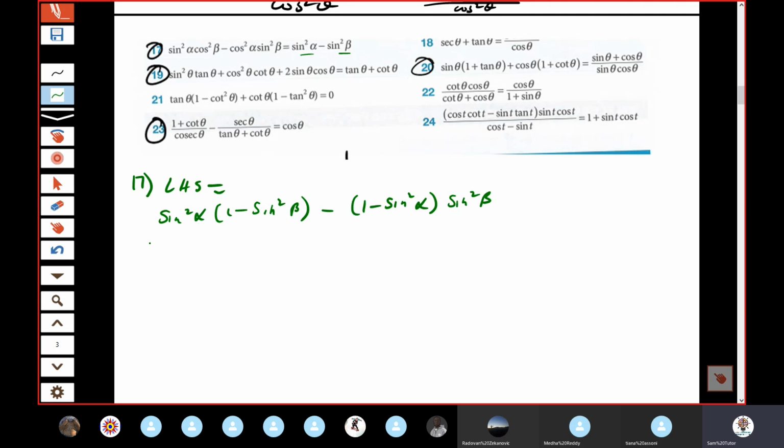And what you're hoping for is once you expand this, something will cancel out. And it does. Sine squared beta plus, see?